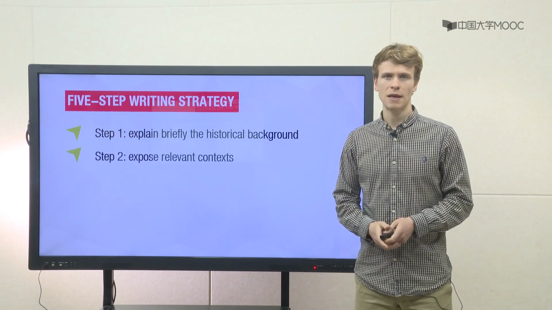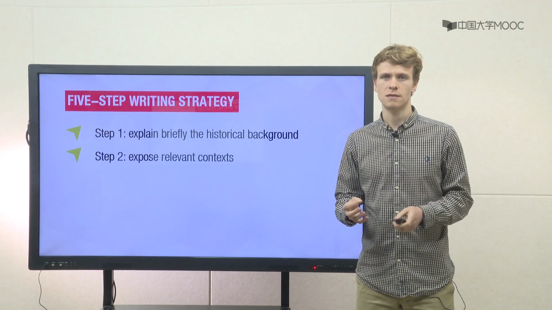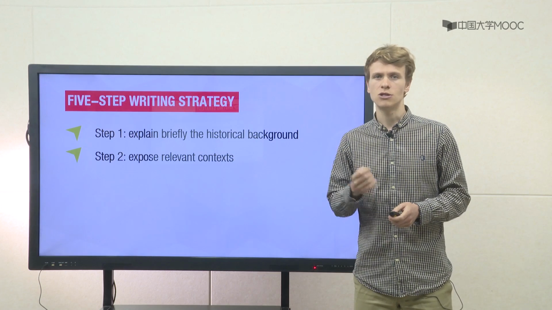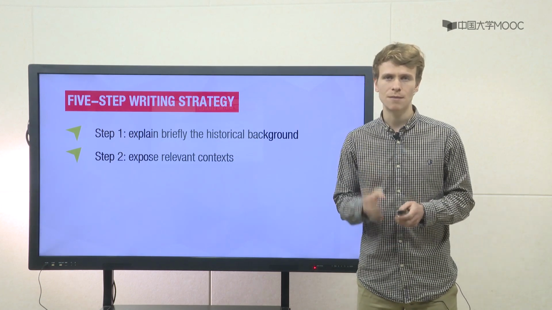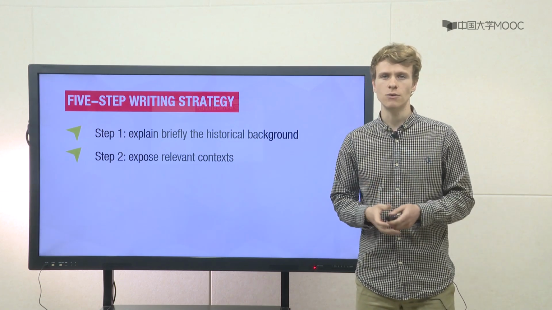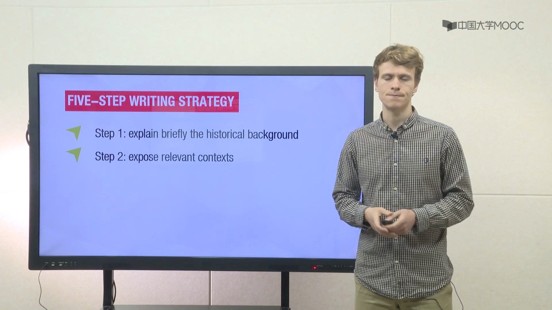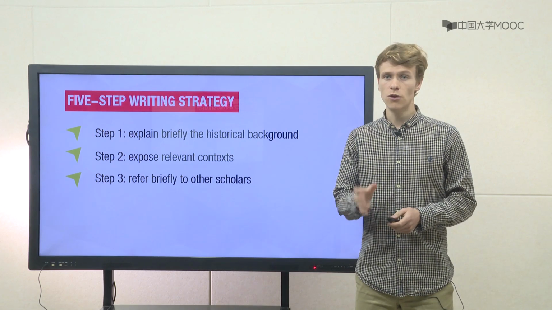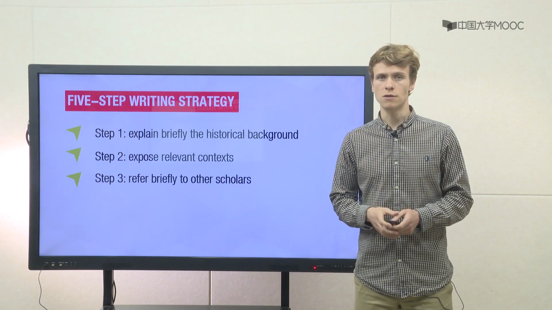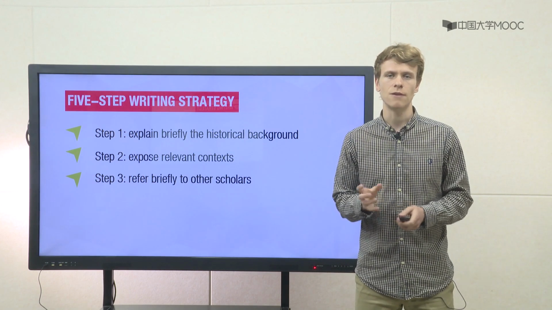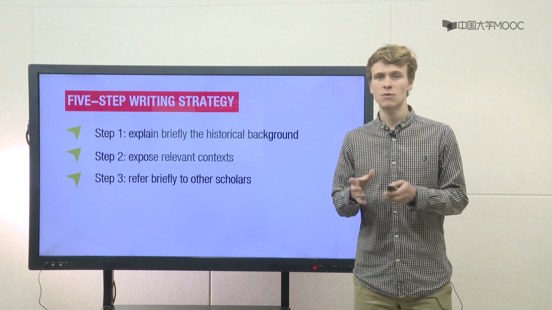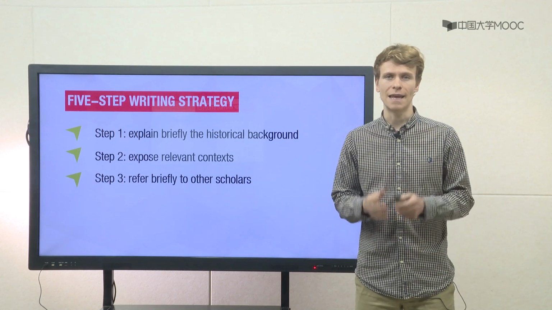Step 2. Expose relevant contexts such as the cultural, social, economic, political, geographical, technological and disciplinary contexts that influence the perspectives of your paper. Step 3. Refer briefly to other scholars who've recently contributed to the field. If you're studying carbon emissions in China, cite a recent scholar in environment and energy development.